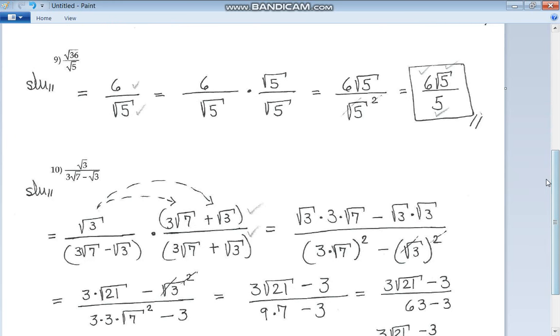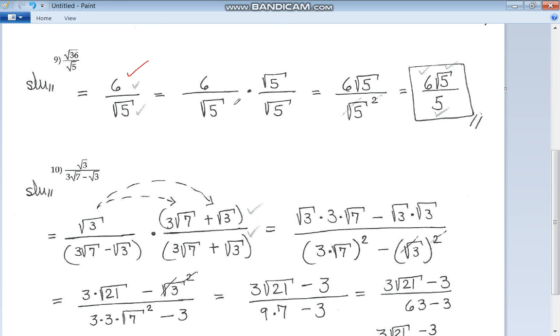Moving down to number 9, let's simplify the square root of 36 over the square root of 5. The square root of 36, that's easy. That's just 6 because 6 squared equals 36. The bottom, not so easy. We cannot simplify the bottom. It's called irrational because we can't simplify it.